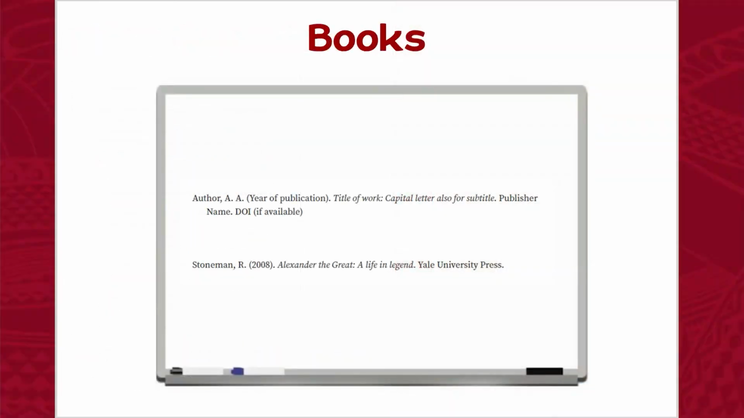This is an example of how to list a book on the References page. The citation begins with the author's last name and initials, as well as the date of publication. Following the date is the title of the book in italics, with only the first word of the title capitalized, followed by the name of the editor, if applicable, and the name of the publisher. If available, also include the Digital Object Identifier, or DOI. Each of these items is separated from one another by periods.